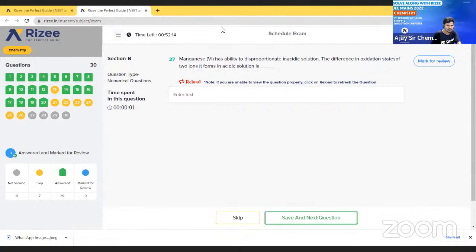Let us go to the next question. What is the next question? Manganese 4 has the ability to disproportionate in acid solution.